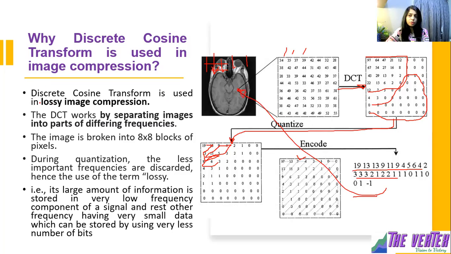So discrete cosine transform is used for lossy image compression. Why is it called lossy image compression? During quantization, the less important frequencies are discarded. What we did here is that we have not written these 0, 0, 0, 0. We have written only these values, and we have discarded all these zero values while encoding. So during quantization, the less important frequencies are discarded, and hence we use the word lossy image compression. DCT is a lossy image compression technique.